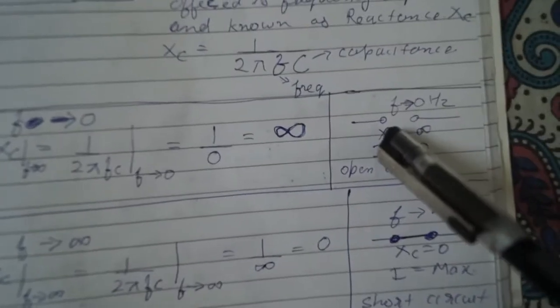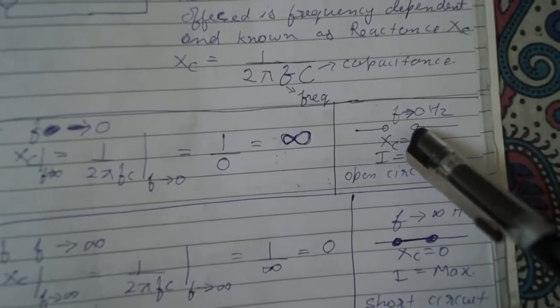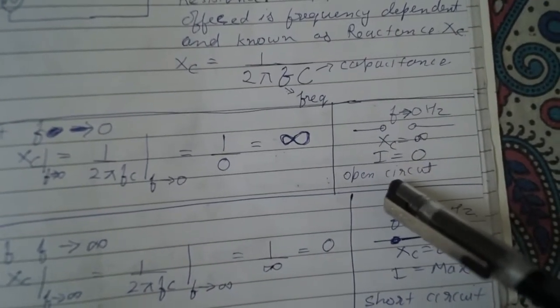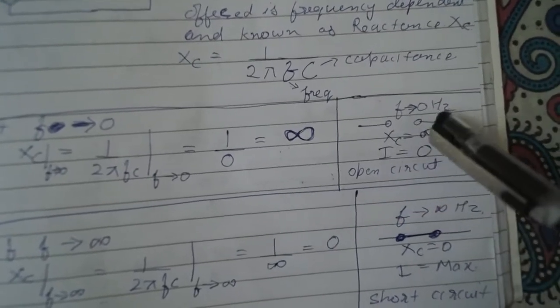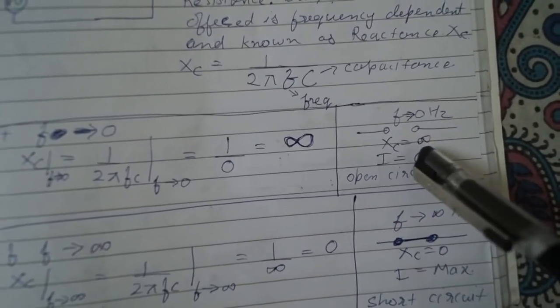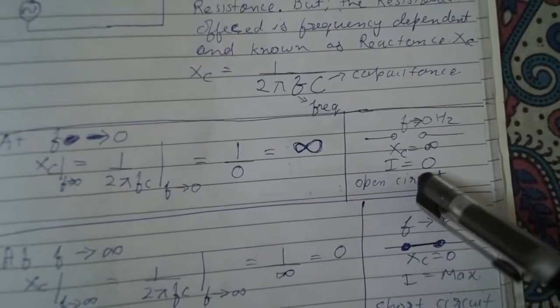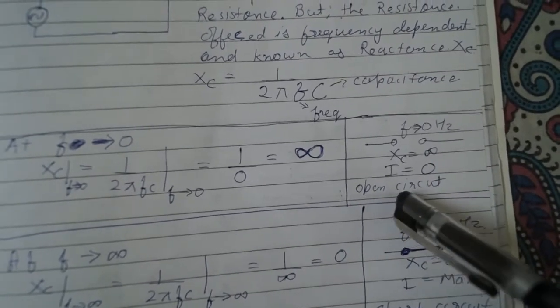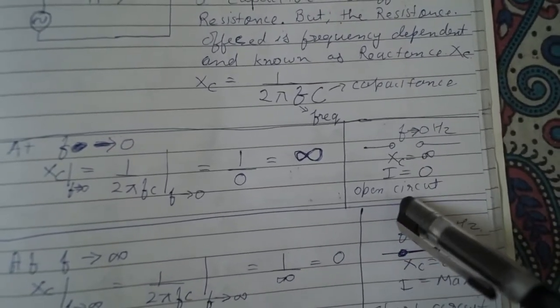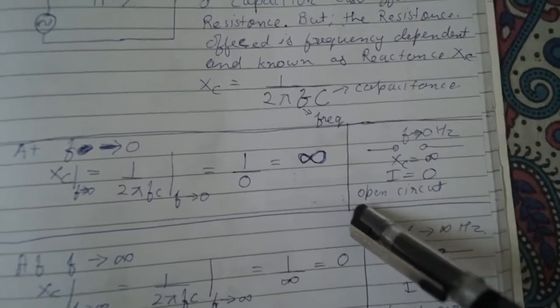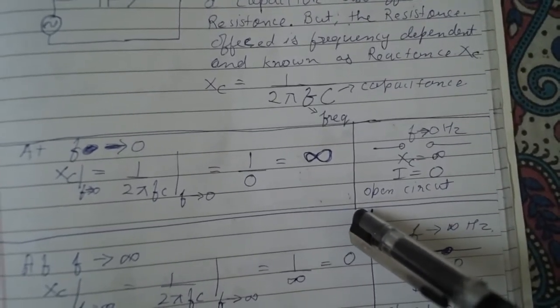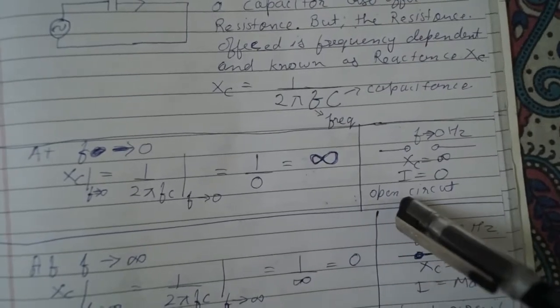So what will happen at f tends to 0 hertz? The frequency is very low, as in a DC circuit, the reactance is very high and the current is low, and the capacitor will behave as an open circuit. That's why when you connect a capacitor across a battery, you will get an open circuit and you will not get any current.